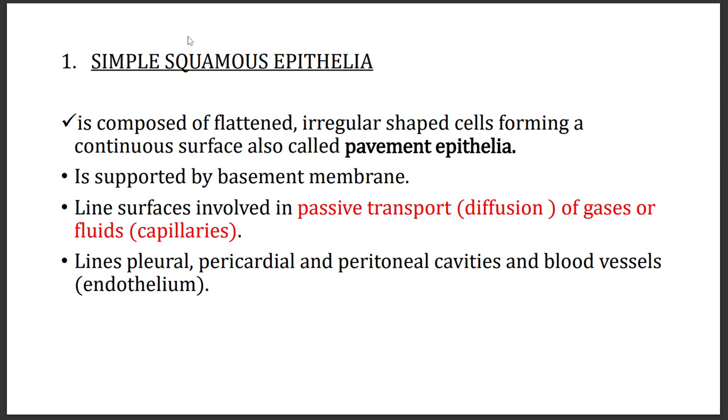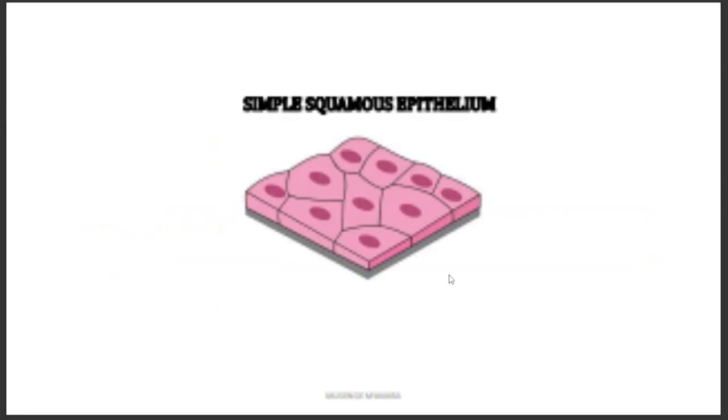This epithelium is best seen in portions where it is that thin, where there's going to be diffusion of gases. That is why we're going to see it in places like the capillaries and also in the alveoli, where there's going to be diffusion. Okay, it also lines the pleura, this is just in the lungs, the pericardium in the heart, the peritoneal cavity, and also blood vessels.